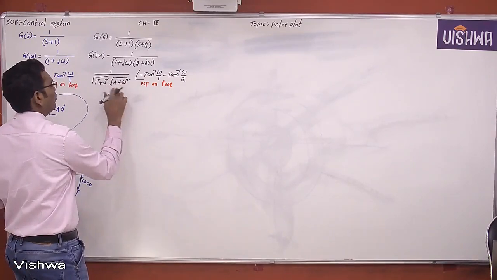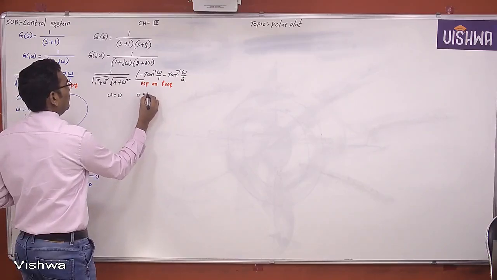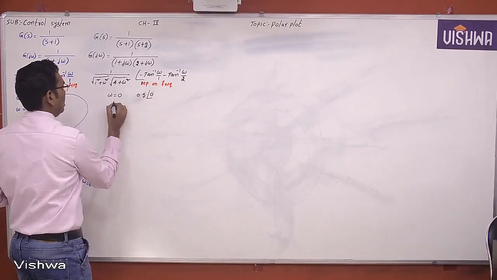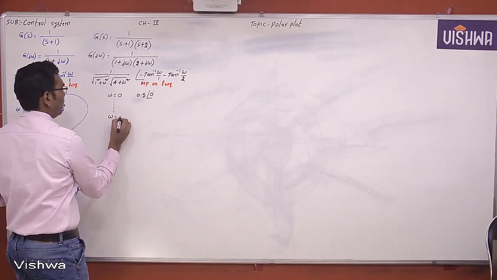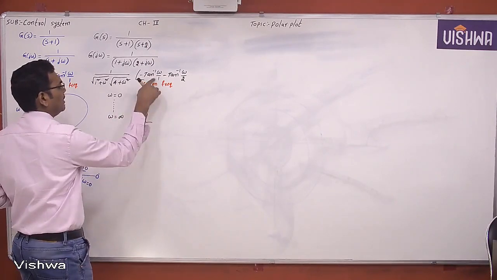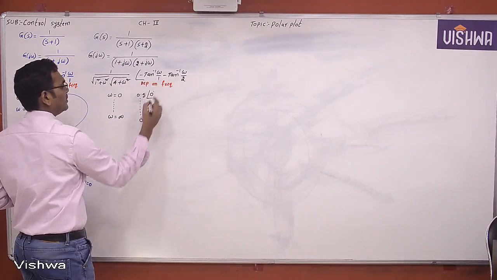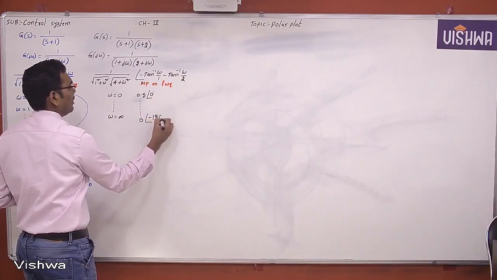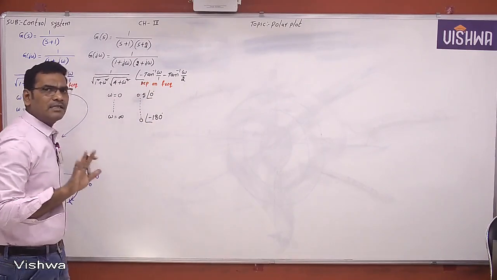0.5 at angle of 0 degrees, and so on. When omega equals infinity, the magnitude is 1 by infinity, which is 0, and the phase angle is minus tan inverse infinity, which is minus 90, and minus 90 again, so minus 180 degrees. Now again the same procedure.